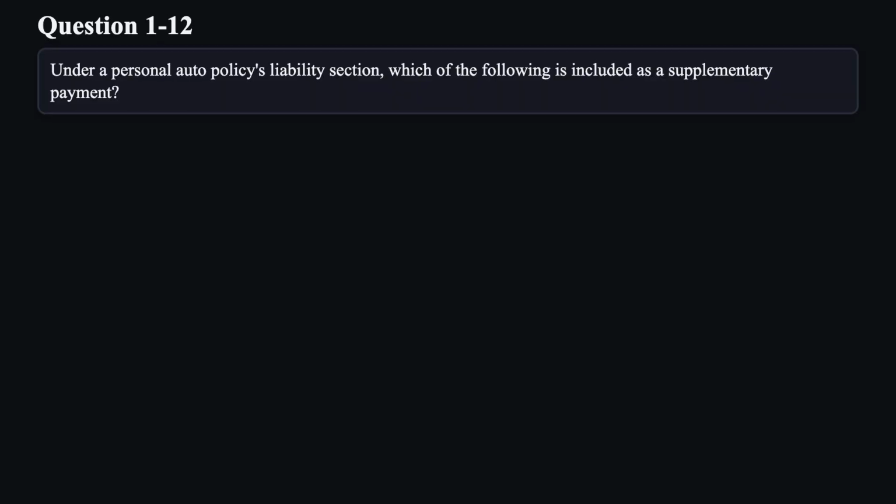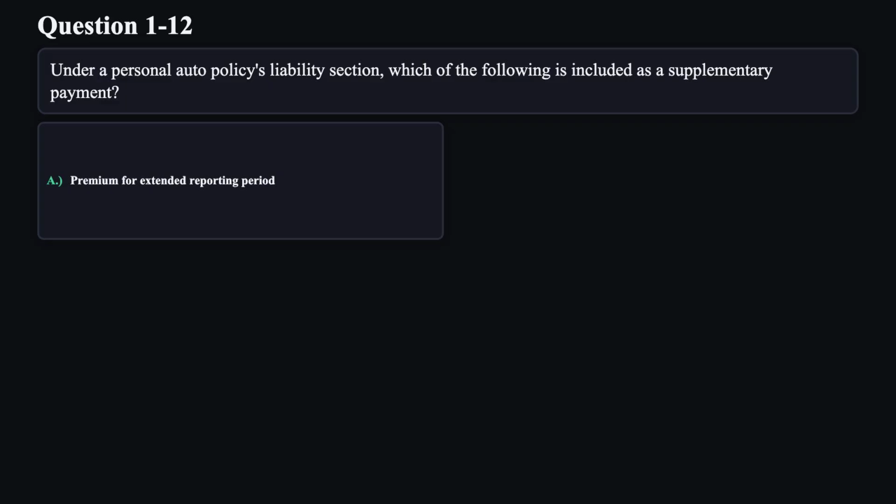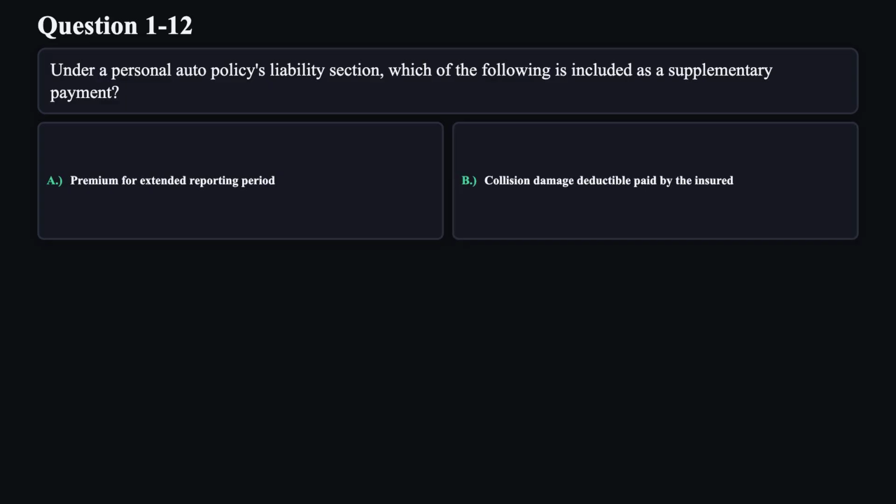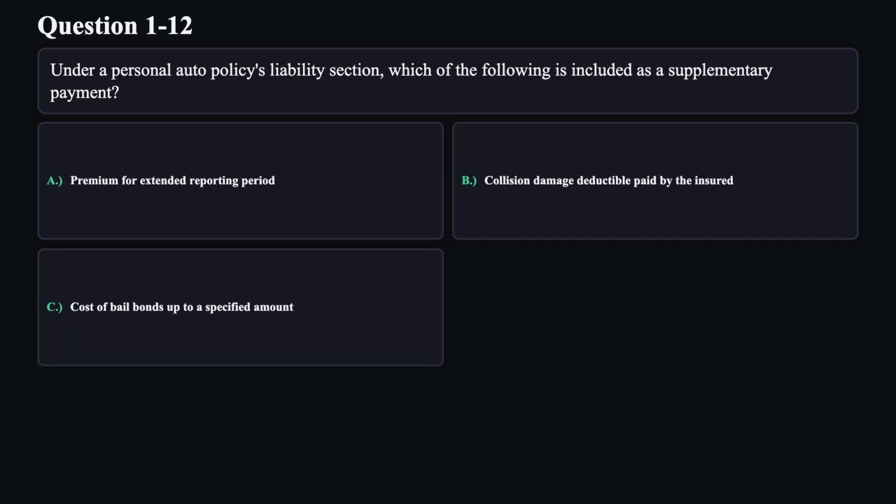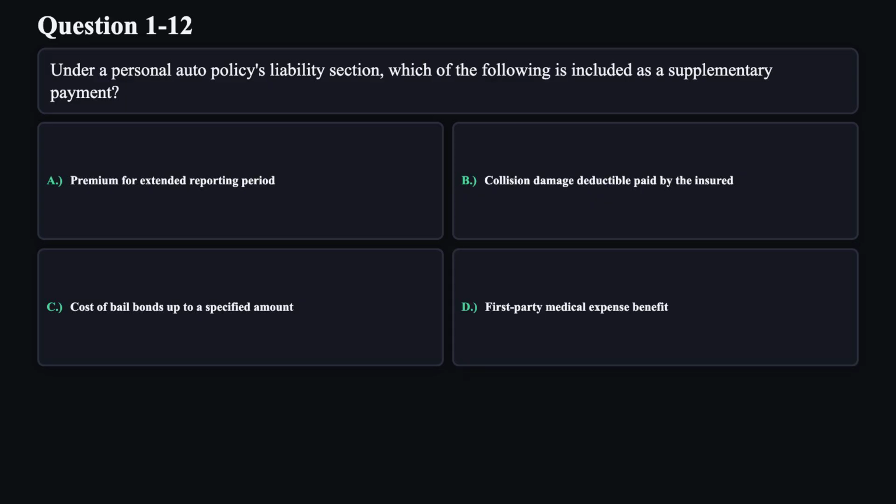Question 12. Under a personal auto policy's liability section, which of the following is included as a supplementary payment? A. Premium for extended reporting period. B. Collision damage deductible paid by the insured. C. Cost of bail bonds up to a specified amount. D. First-party medical expense benefit.